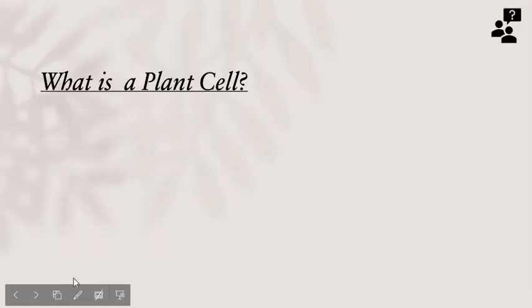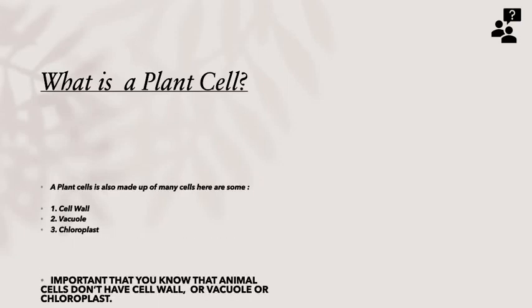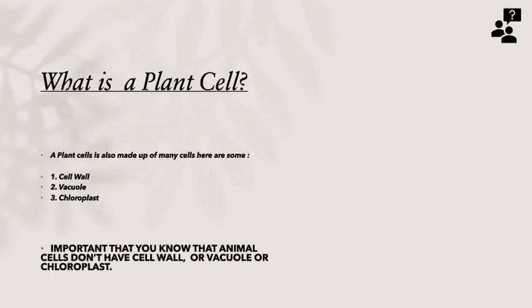Now we have 2 different types: an animal cell and a plant cell. There are many more. Like I said, organisms are made up of cells, which are living things. So over here, what is a plant cell? Before, what did you think a plant cell was? A plant cell is also made up of many parts. Here are some: cell wall, vacuole, and chloroplast.